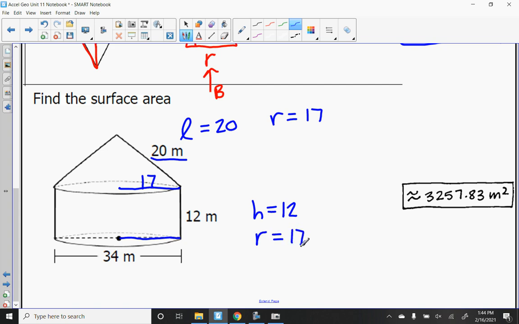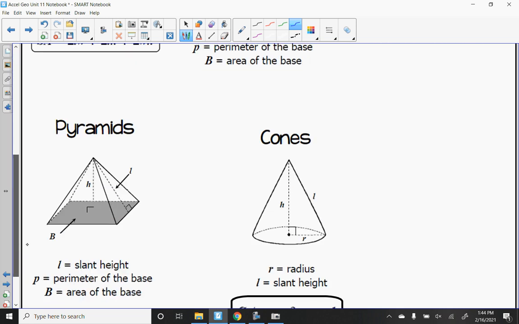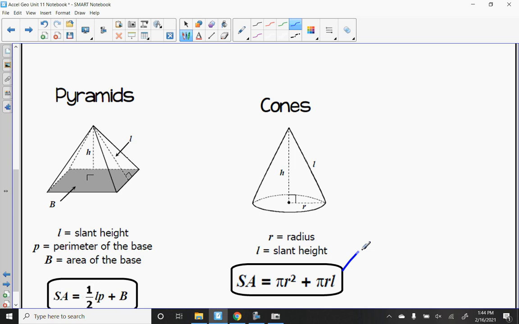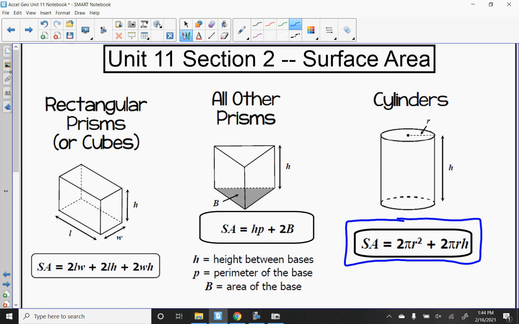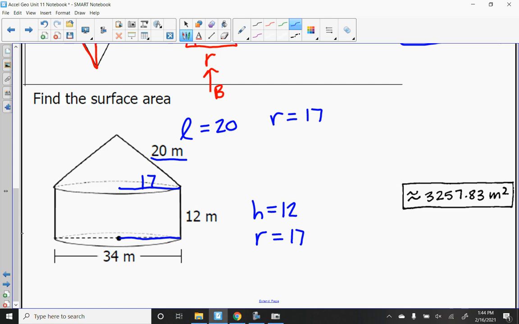And then you would go to your formula sheet, get your surface area formula, put in your radius and height for the cylinder, and then find your cone and put in your radius and slanted height into that formula. You'd get two numbers. You'd get this number for the cone, and you'd get another number for the cylinder, and then you would just add them together to get your overall surface area of this object.